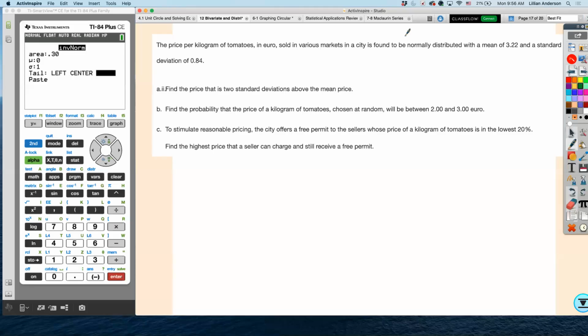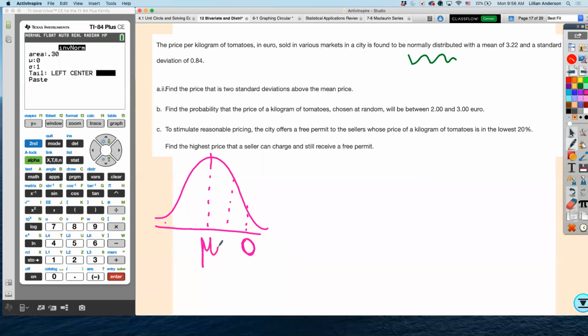All right, let's look at these two real quick. The price per kilogram of tomatoes in euros sold in various markets in a city can be found to be normally distributed with a mean of 3.22 and a standard deviation of 0.84. That always lets you know that you're dealing with a normal distribution. It says find the price that is 2 standard deviations above the mean. If you recall, 2 standard deviations. They're looking for this particular value. I have to add 2 standard deviations to the mean.